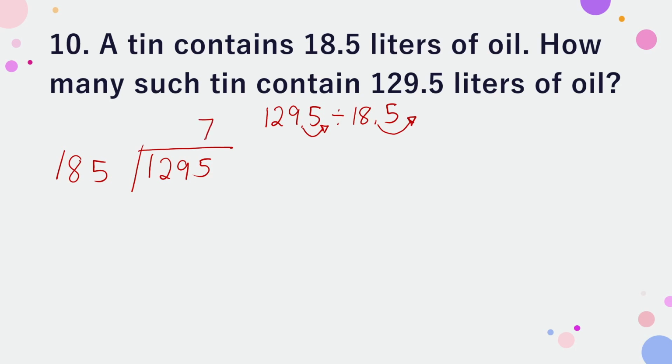7. 7 times 185 is 1295. Am I correct? And the remainder is 0. So what's the unit for 7 here? 7 tins. That's correct. Okay, 7 tins of oil.